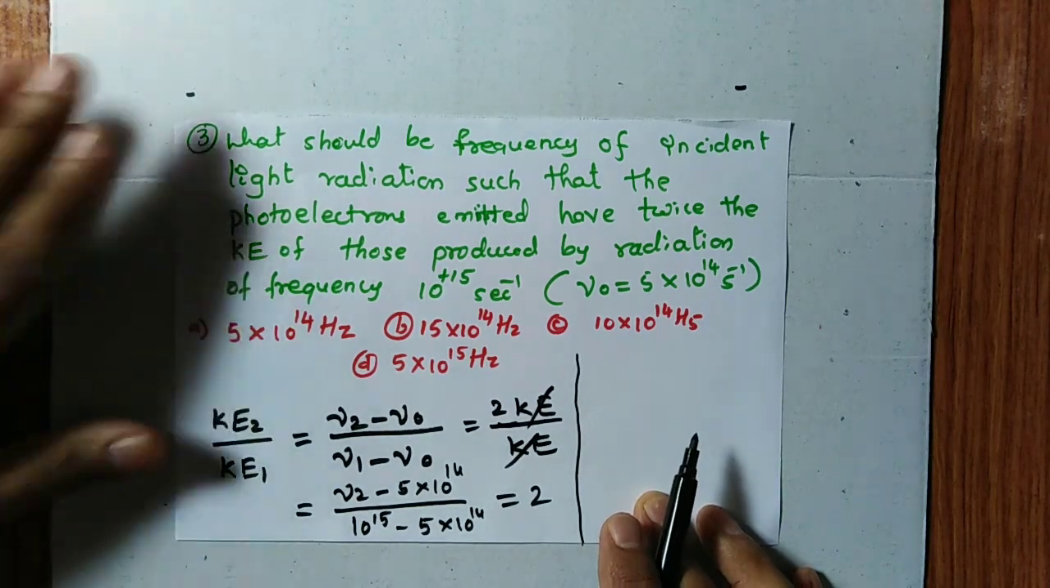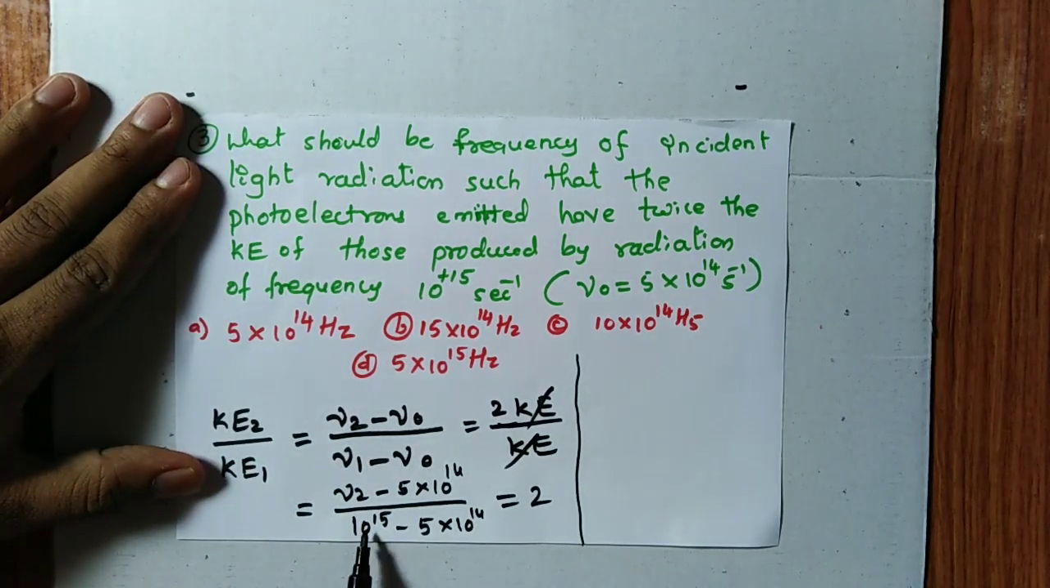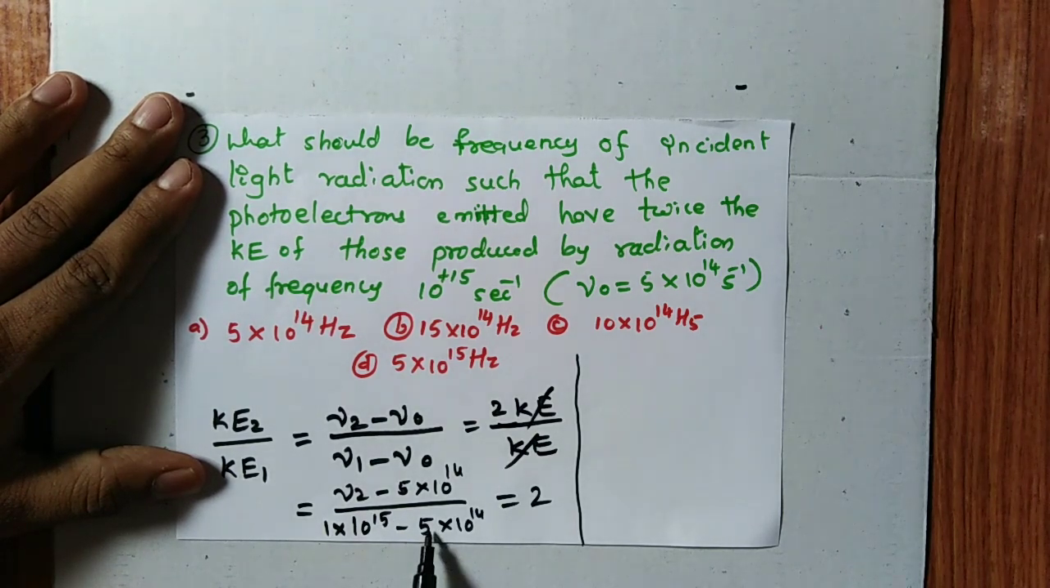Now in this case, you have 10 to the power 15 minus 10 to the power 14. Hence you have to make the powers the same. So I will write it as 10 into 10 to the power 14. So 10 minus 5, 10 minus 5 is equal to 5.